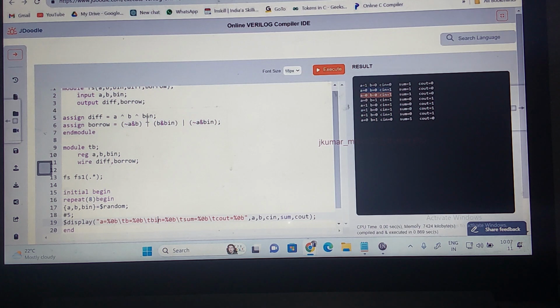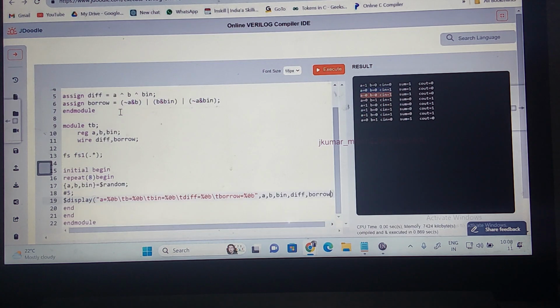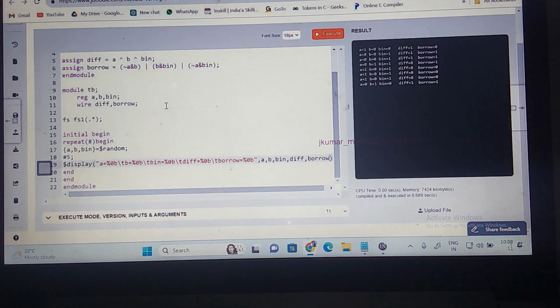Now I'm going to change Bin to what? Sum to what? Difference. Sum to difference. Then Cout to borrow. Borrow. This is B Bin. This is nothing but difference, and this is nothing but borrow. Right? Other things are done. I'm repeating how many times? 8 times.